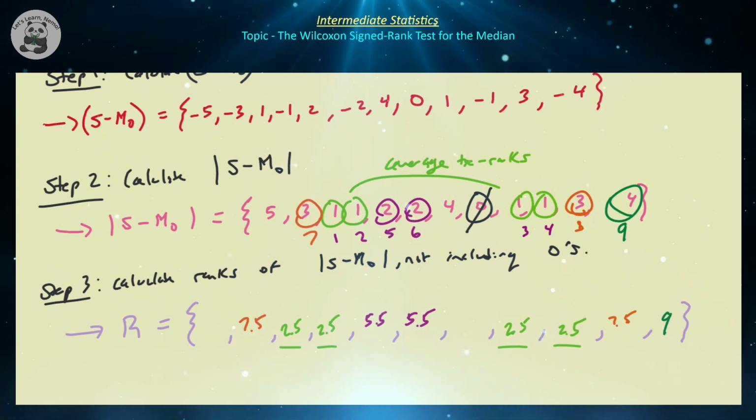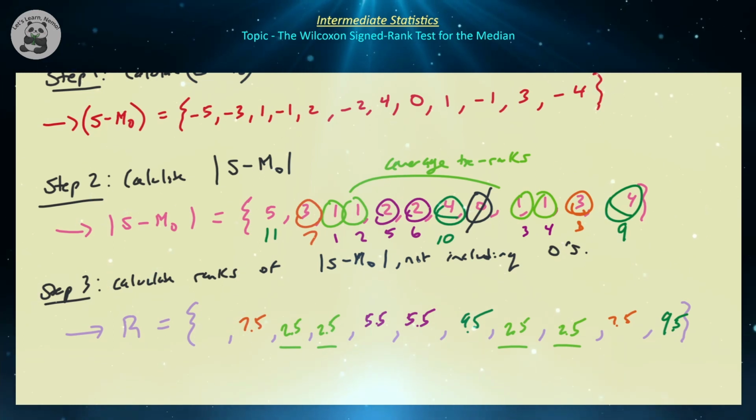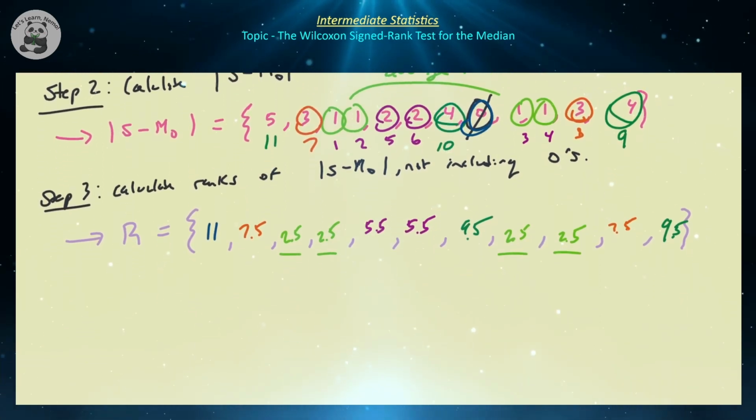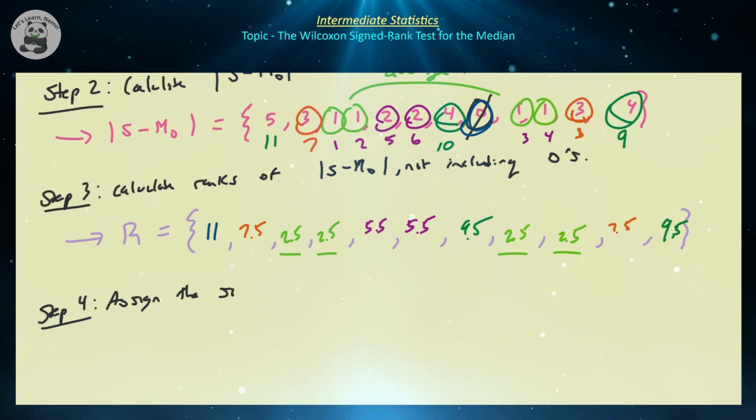And then, we also forgot that lonely little 4, so that's tied for ranks 9 and 10, so that's going to be 9.5 and 9.5. And lastly we have rank 11 there, and that appears to be the largest rank that we're going to have in that sequence. So that's going to be rank 11. Okay, notice that we do not have a rank 12 because we eliminated 0. All right, lovely. So those are the ranks of each of these values, and then step 4 is to assign the signs of S minus M0 to R.